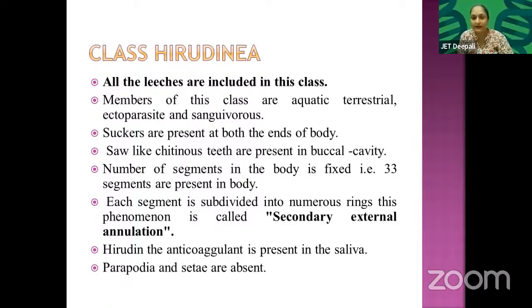Suckers are present at both ends of the body, anterior and posterior. Both parts have suckers. Chitinous teeth are present in the buccal cavity. They also have a sole. What is the sole?